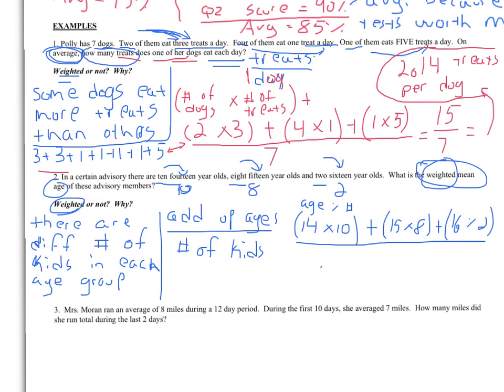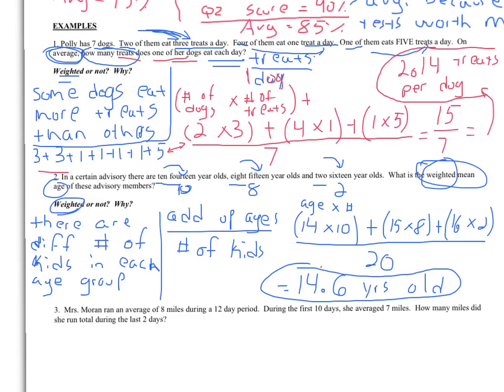Now we have to divide by the number of kids. So count right now, how many kids are there? Well, 10 and 8 is 18, and 2 is 20. So hit pause, do the numerator, and figure out the average age of these kids. Okay, you get the average age. I believe you get 14.6 years old, and we should write years old because it is an age. If you have any questions, make sure you hit pause and make a note with a question mark about what questions you have.